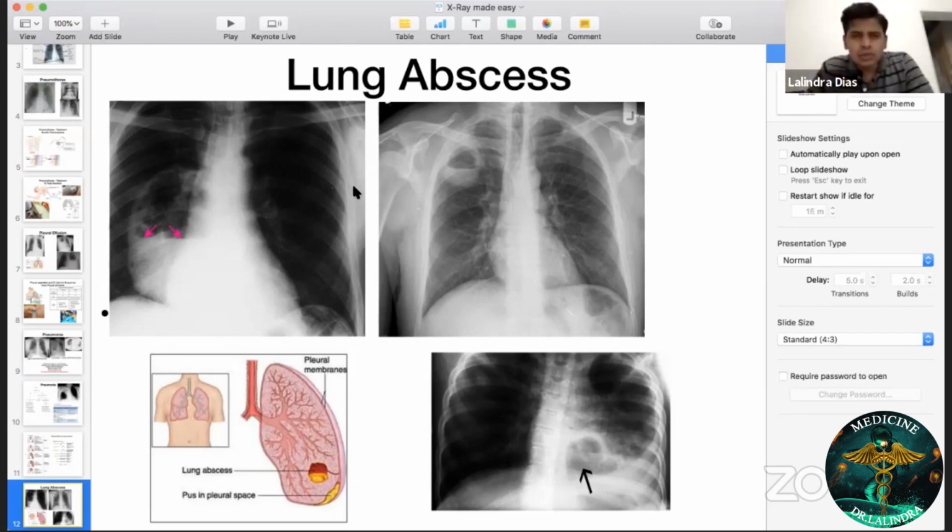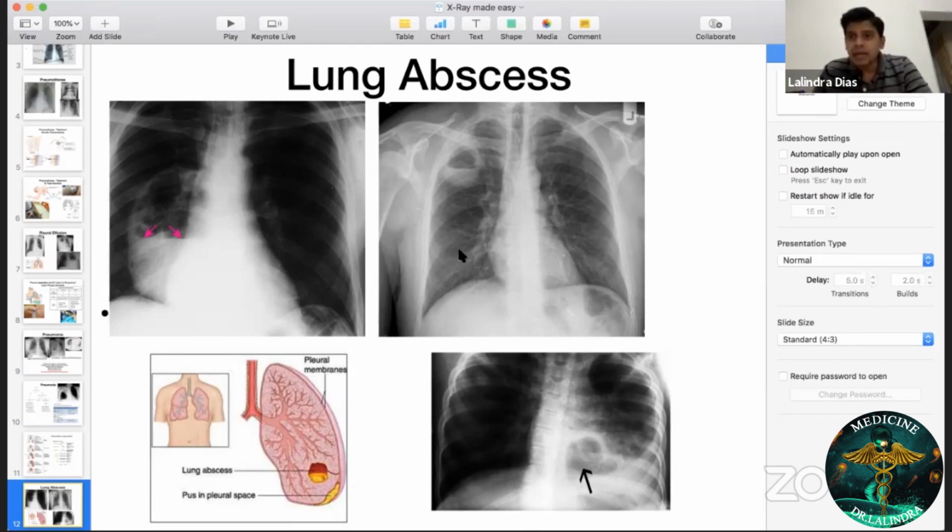Right. So this is how you visualize a lung abscess in a chest X-ray. And if you see a lung abscess, how do you treat that? You have to take a blood culture, and also you need to start broad spectrum IV antibiotics. And usually we treat for a minimum period of 14 days. Such a serious condition, lung abscess.